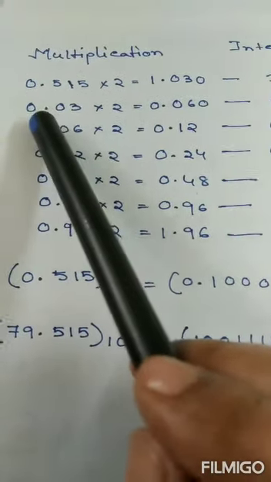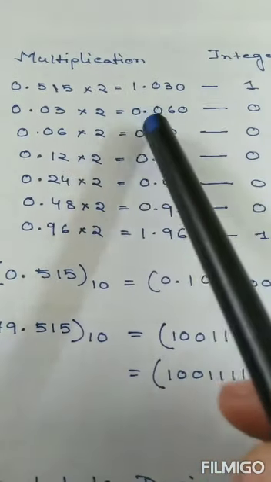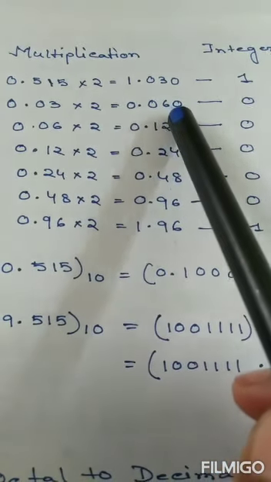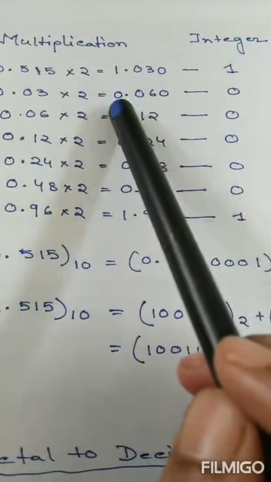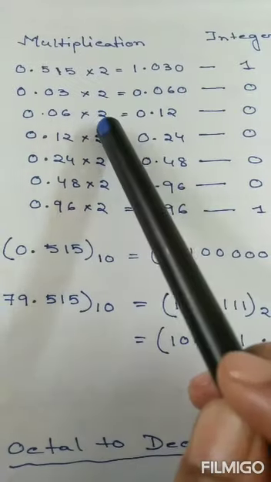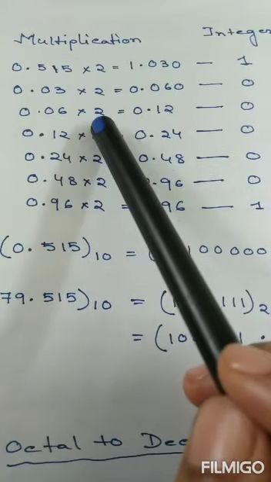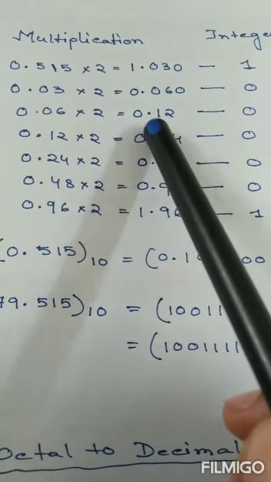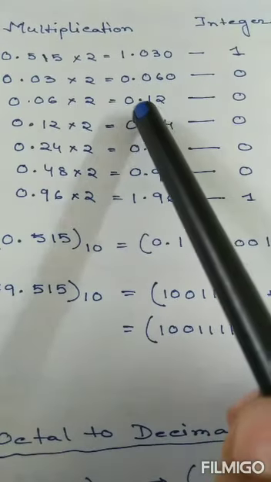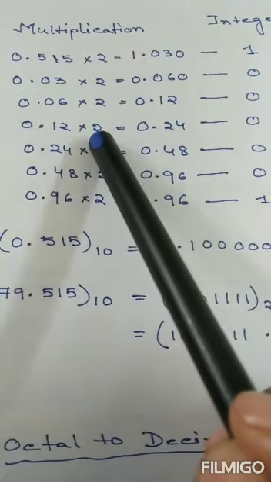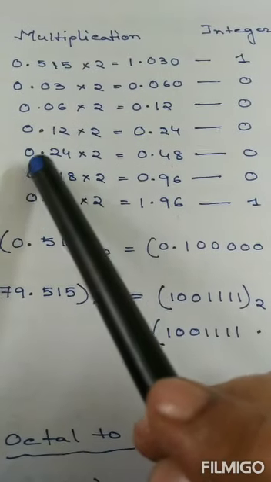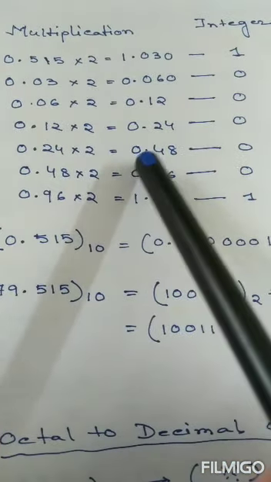Again 0.03 into 2. After this multiplication we will get the result 0.060. Take the integer part, that is 0. Again multiply the fraction part with 2, that is 0.06 into 2. Answer is 0.12. Take the integer part, that is 0. Again 0.12 into 2, that is 0.24. Take the integer, that is 0. Then 0.24 into 2, that is 0.48.